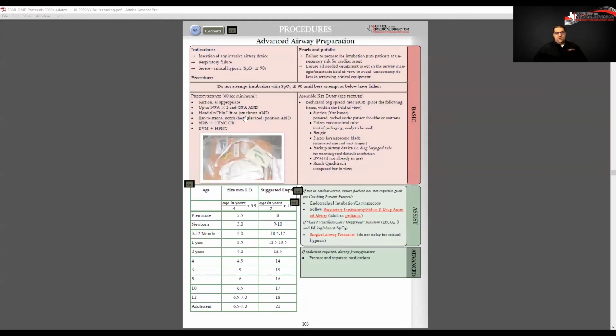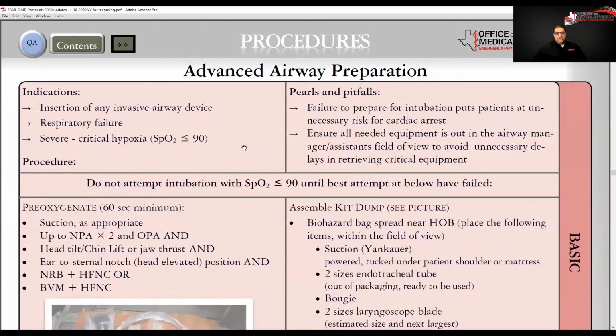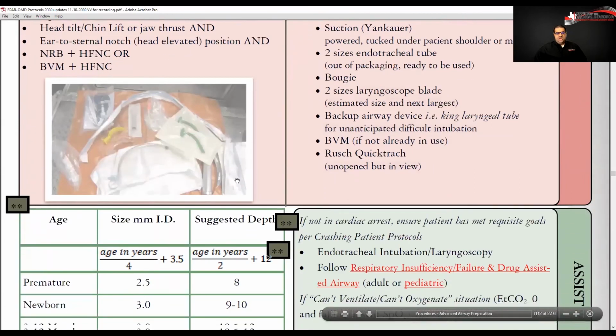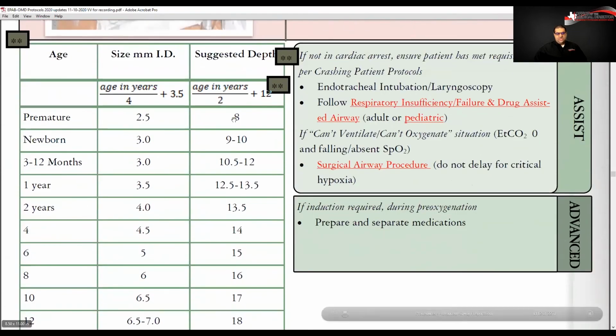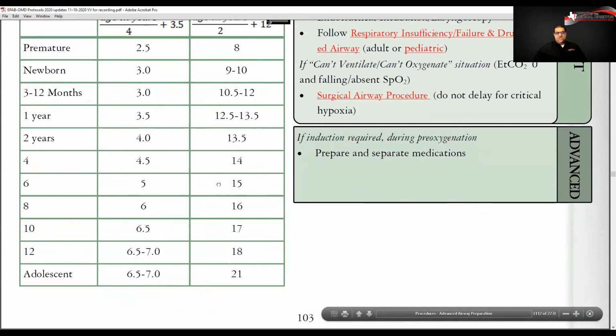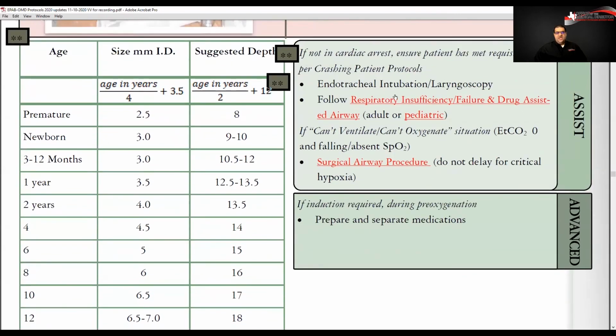So for our advanced airway preparation, the only real big change here is the inclusion of a size guide for pediatric intubation, both a tube and depth guide. And then really this push again that if you haven't met the goals of your crashing patient protocols, then try and avoid endotracheal intubation, whether through direct or video laryngoscopy, especially to really just make sure you've optimized the patient prior to performing the procedure.